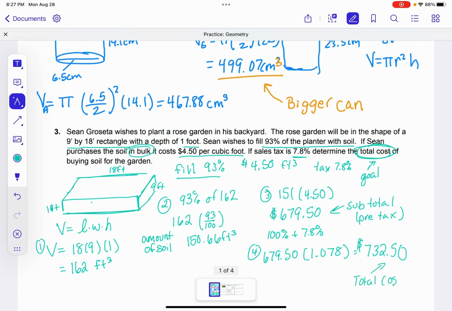So in order to fill the garden with 93% fill of soil, Sean is going to need to spend $732.50 on soil. It actually can be pretty expensive to fill a garden from scratch with soil. These numbers aren't that unrealistic. So hopefully watching this video gives you a sense of how to tackle problems 1 through 3 on this practice worksheet. Stay tuned for future videos where I look at solving some of the other problems in this practice.